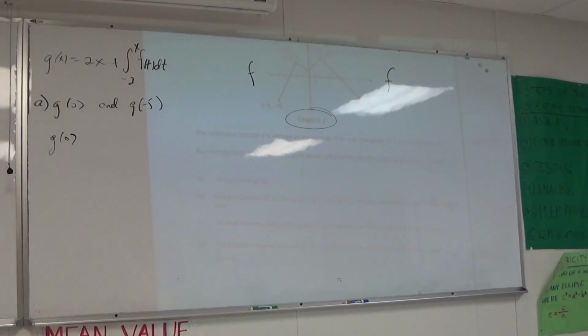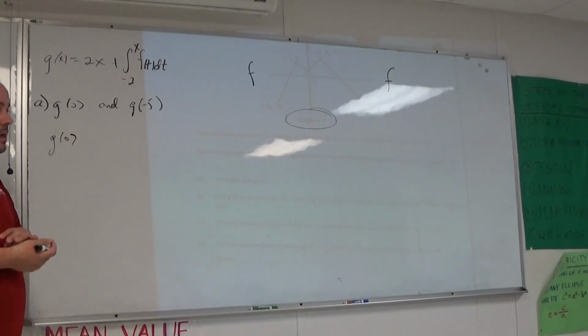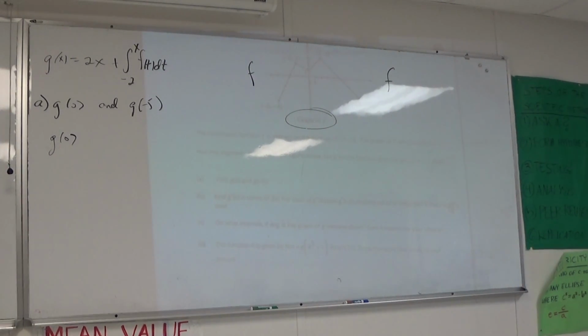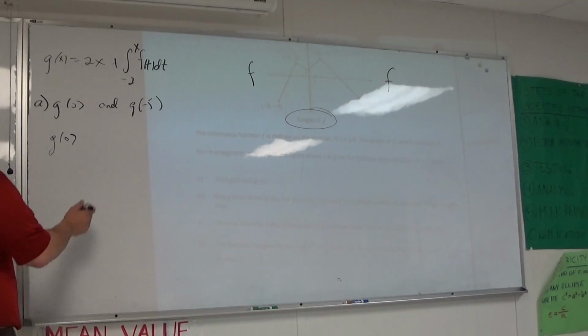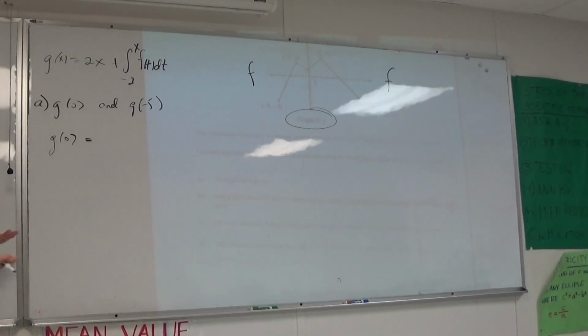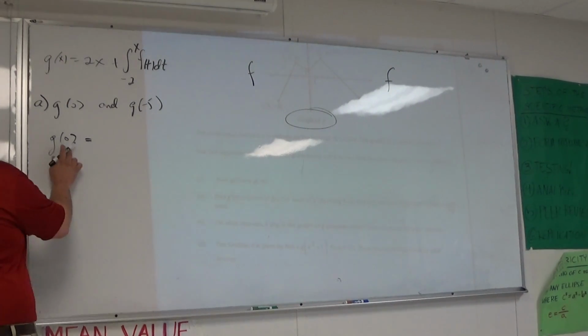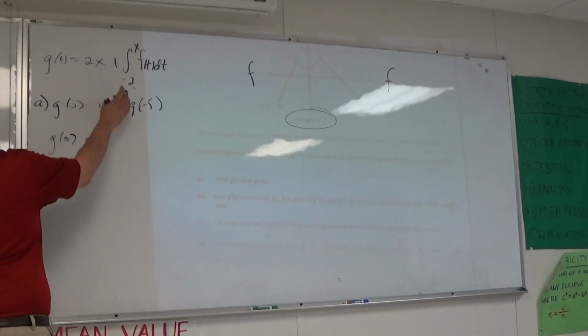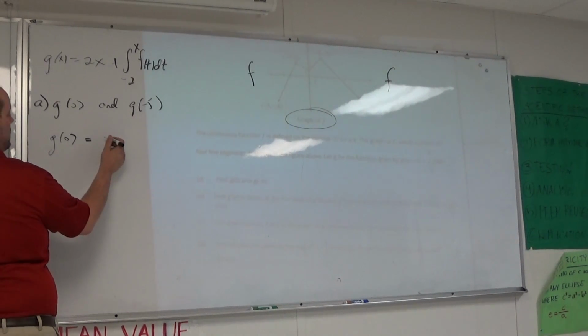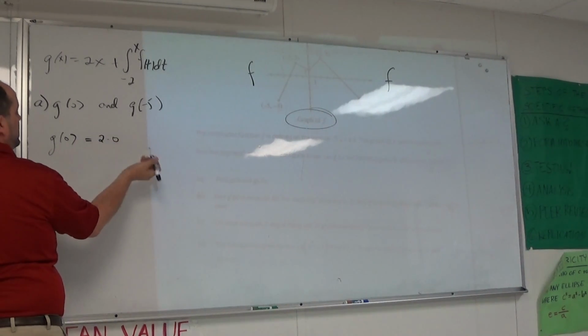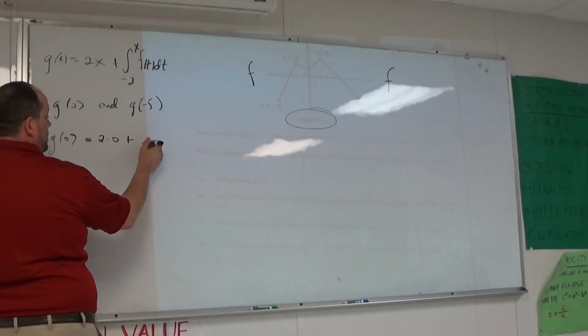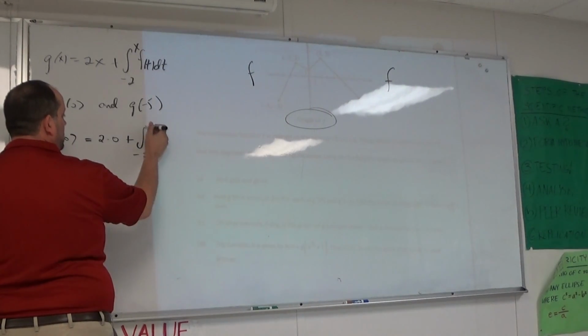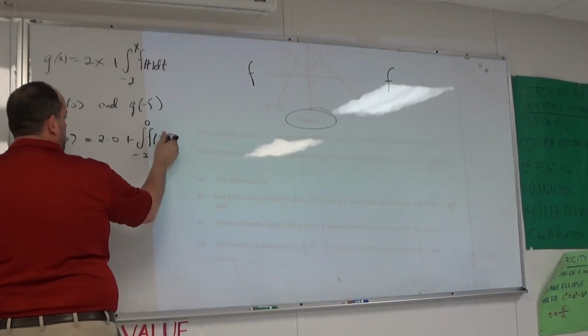All right, let's get some hands on this. What are you going to do to find g of 0? What's your thought? Flora, what are you going to do? Just tell me how you would start. To find g of 0, what would you do? You plug it in. You're going to plug in 0 everywhere there's an x, right? So g of 0, rewrite it for me. 2 times 0, plus the integral from -2 to 0 of f of t dt.